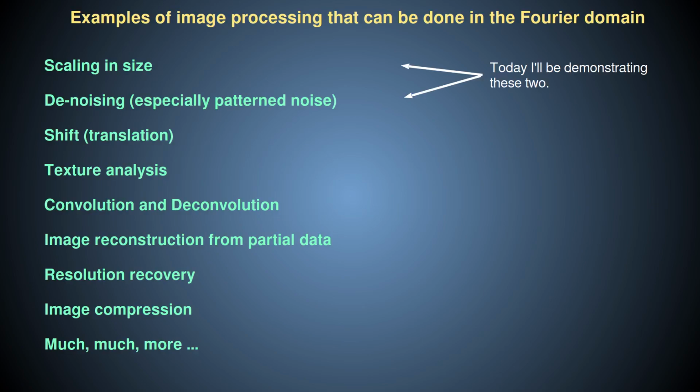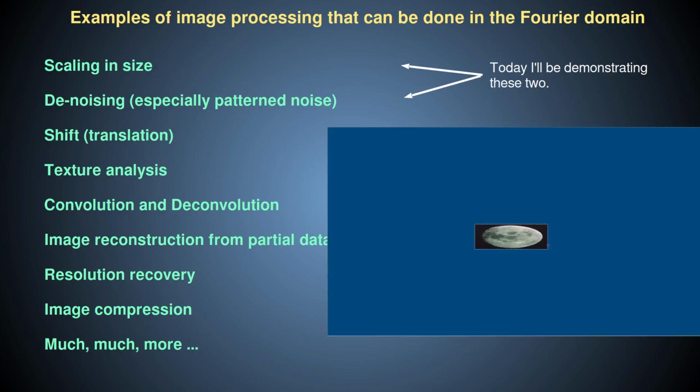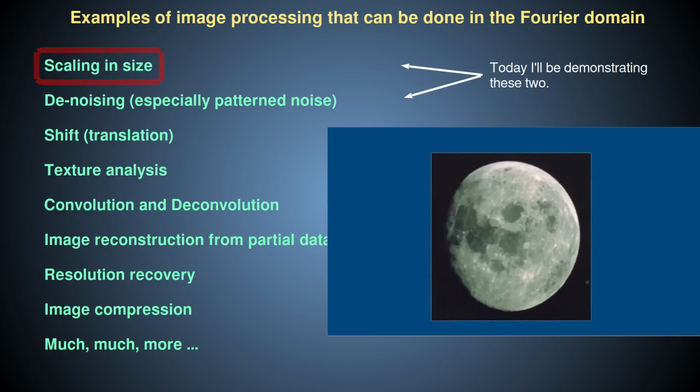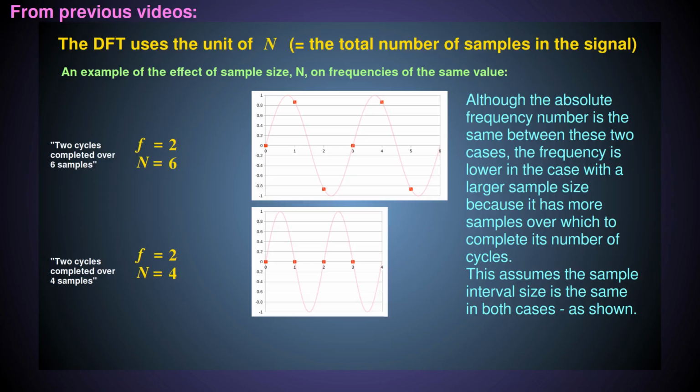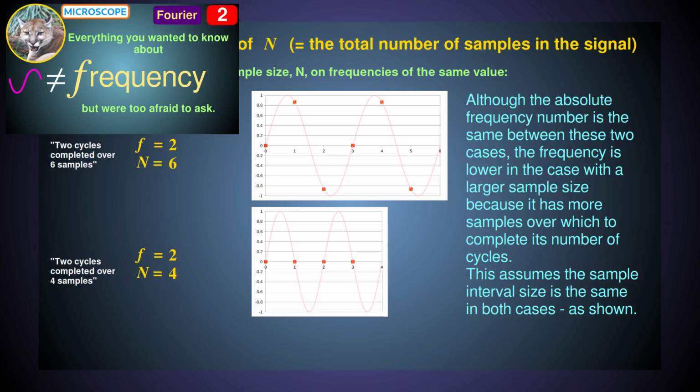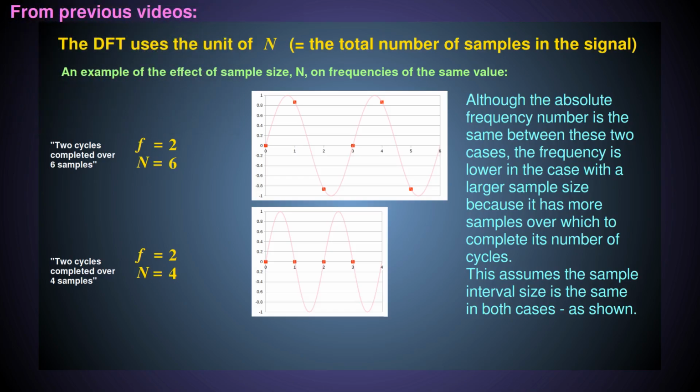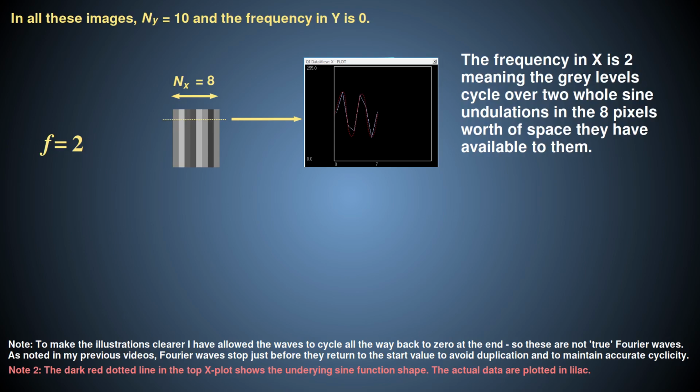I now want to show you some basic image processes that can be done using the DFT. One of the things you can do very easily in the Fourier domain is scale an image in size. This works thanks to the dependence of frequency on n, the number of data points in the signal, which I described in my second Fourier video. To briefly recap, the unit of frequency in the DFT is n, which in the case of a 2D digital image represents the number of pixels, and we can divide this into nx and ny for number of pixels in width and height respectively.